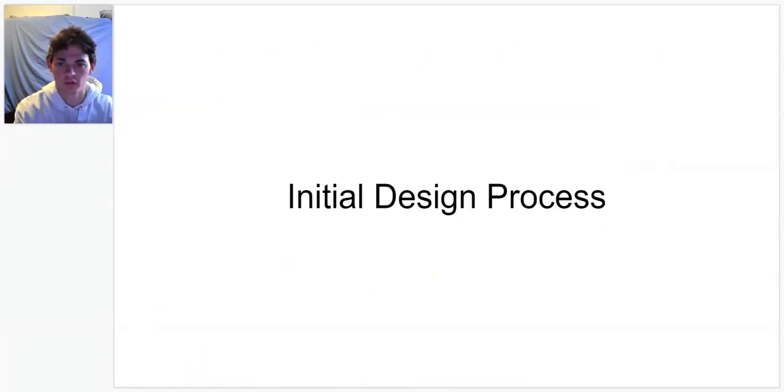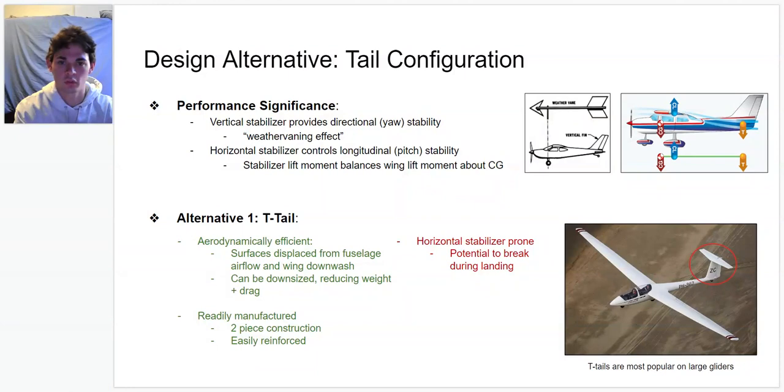Initial design process. The first design alternative I considered was the tail configuration, critical because the stabilizers provide yaw and pitch stability. The benefits of alternative 1, the T-tail, were that the surfaces are displaced from the airflow around the fuselage and wing, making it aerodynamically efficient. Its two-piece construction also makes it easy to manufacture and reinforce. The main drawback is that the tail was prone and could break in a hard landing.